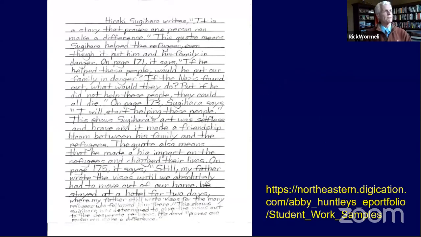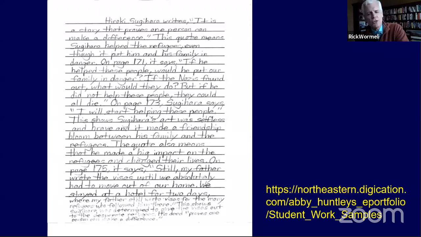Then this idea of, I want to see if they can provide textual excerpts to support their claims about what the author is doing in the novel. And we see here, Hiroki Sugihara writes, it is a story that proves one person can make a difference. This quote means Sugihara helped the refugees, even though it put him and his family in danger. On page 171, it says, if he helped these people, would he put our family in danger? If the Nazis found out, what would they do? But if he did not help these people, they could all die.